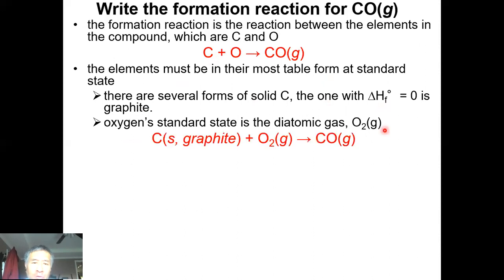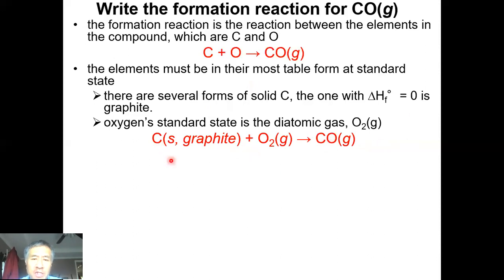So therefore we know more details of the reactant. So we give carbon for the carbon solid graphite and oxygen from the O2 gas. And then next we want to balance the equation. By definition, you only want to produce one of the product. You only produce one CO gas. So if I keep this one, don't change, then you can use fractions for the reactant.